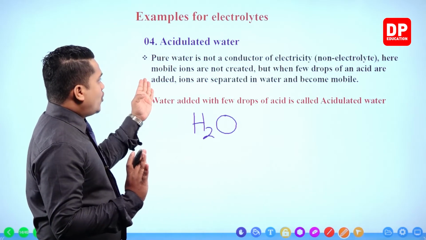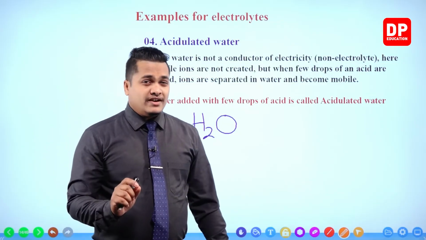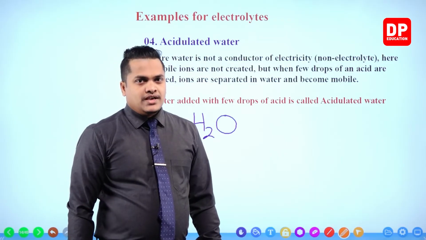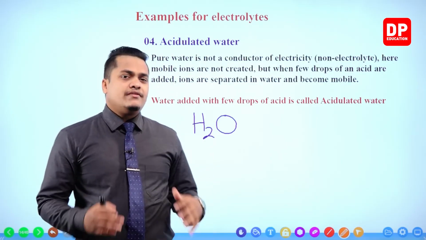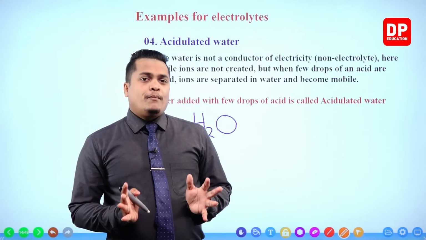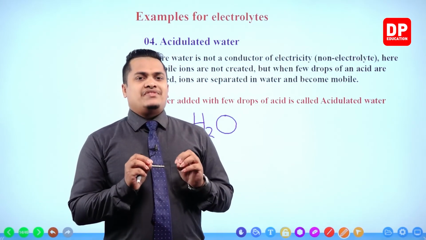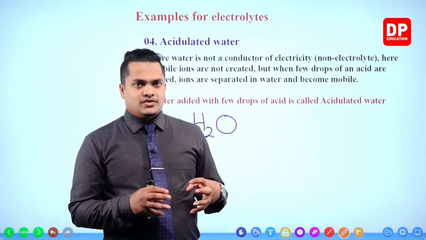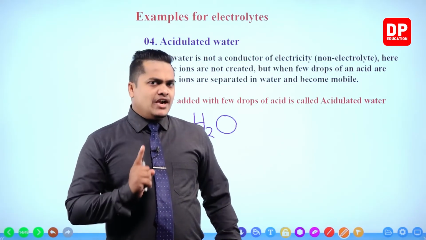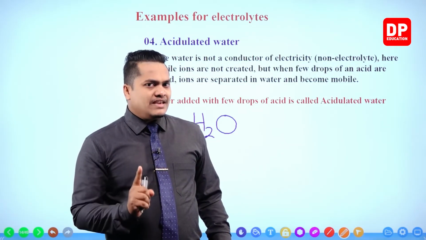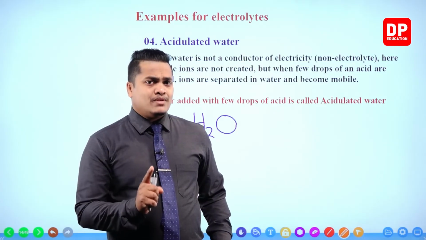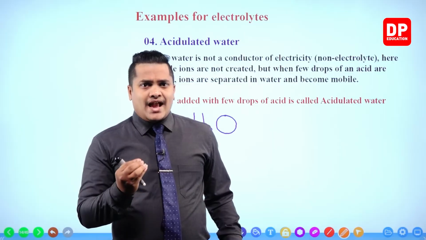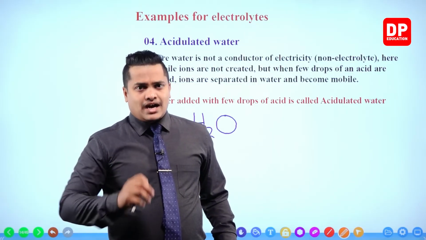See, pure water is also referred to as distilled water, my dear children. So like I said, distilled water or pure water does not have the ability to conduct electricity. So it is a non-electrolyte. When we did that experiment in the previous chapter, I think you could remember we used a sample of distilled water to check the ability of electrical conductivity.